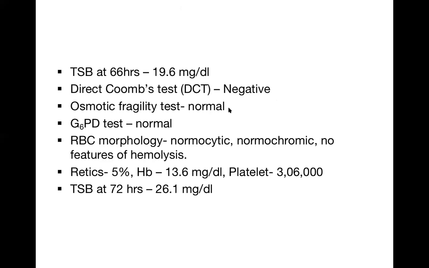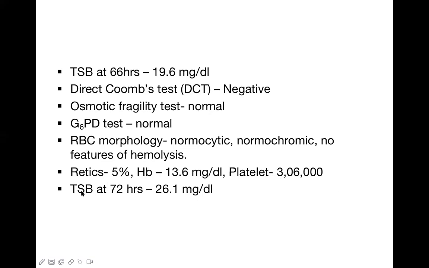Osmotic fragility test was normal, so this is not a case of hereditary spherocytosis. G6PD test was also normal, so this is not G6PD deficiency. They have done peripheral smear which shows normocytic, normochromic RBCs and no features of hemolysis. Reticulocyte count was 5%, and this strongly tells us that hemolysis is going on inside the blood. Hemoglobin had already dropped to 13.6. This should be gram per deciliter, you need to correct it. Platelet count is within normal limit.